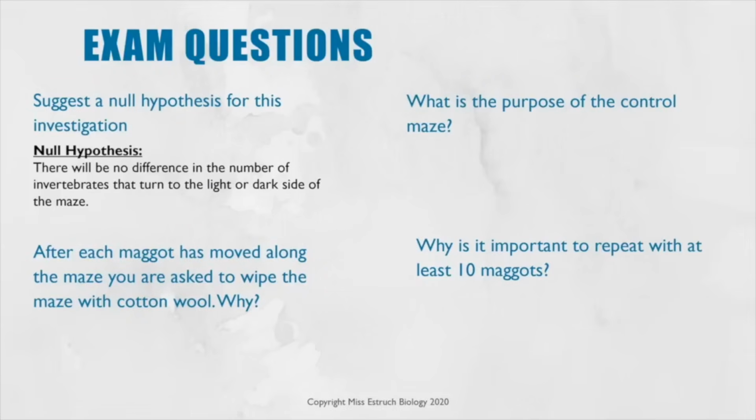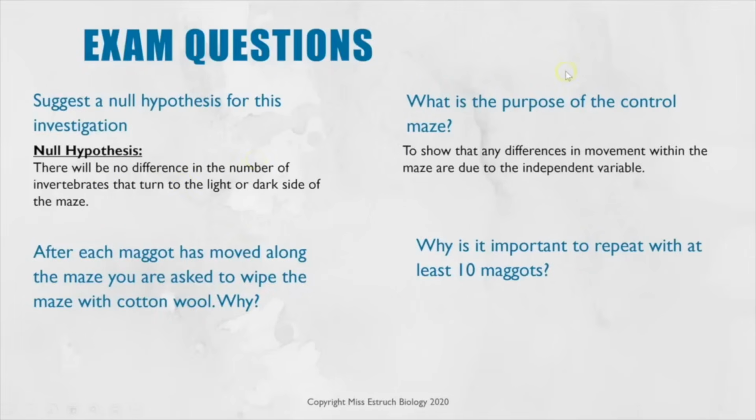Now, null would be that you state you don't get the pattern that you're expecting. So in this case, there will be no difference in the number of invertebrates that turn to the light or the dark side of the maze. And whenever you're asked to write a null hypothesis, you have to state both the independent and dependent variable within your null hypothesis. So for mine here, the independent variable is the light and the dark side. That's what I deliberately changed. The dependent variable is what you're measuring, and that is the number of invertebrates which will go into either side.